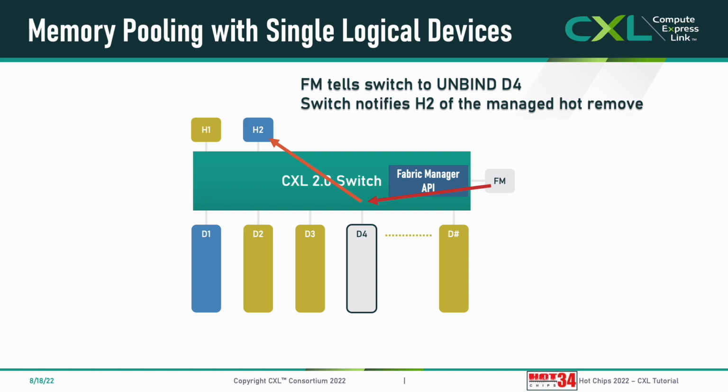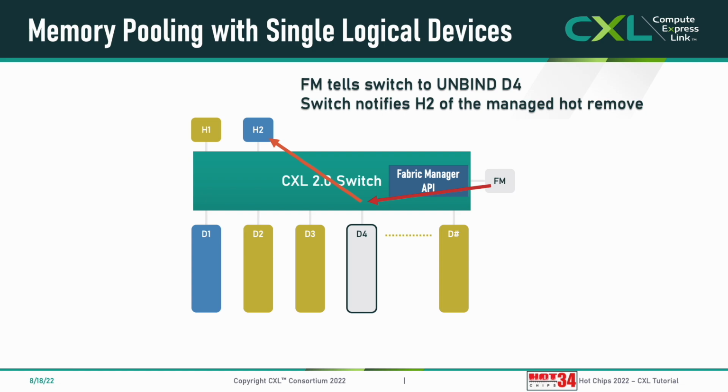Now we have the Fabric Manager that uses the Fabric Manager API to pass the command, which is an unbind command. It's going to tell the switch to unbind device number 4 from the virtual CXL switch associated with host number 2. In this case, the Fabric Manager doesn't need to tell the host anything. It's the switch's responsibility, and it's going to use that PCI Express managed hot remove mechanism, which is very well established and easily handled. To request that device 4 be removed, host number 2 will unload the driver, quiesce the traffic, and once the handshake is complete, device number 4 is now completely unbound.